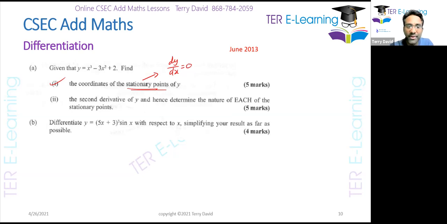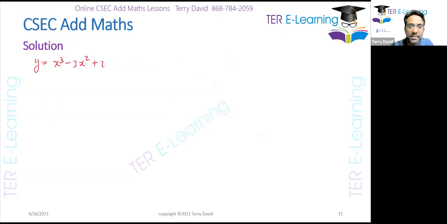Now, we have the equation here, so we can find dy/dx. Therefore, dy/dx is equal to, when you differentiate x cubed, you get 3x squared. When you differentiate 3x squared, this is 3 twos, 6, so this is 6x. And when you differentiate 2, you get 0. So we've just differentiated that.